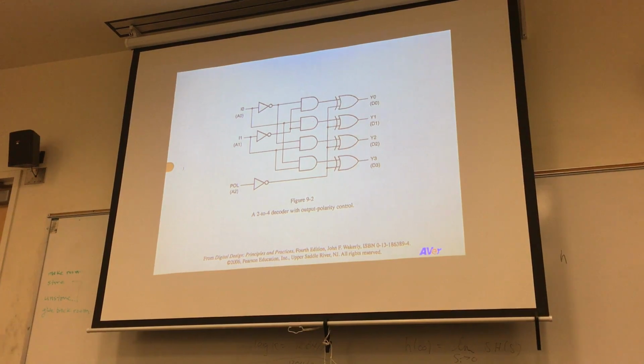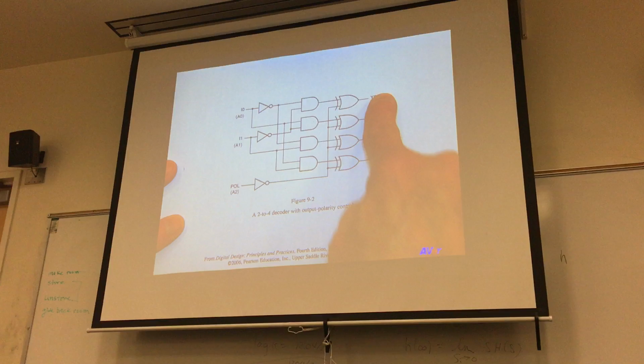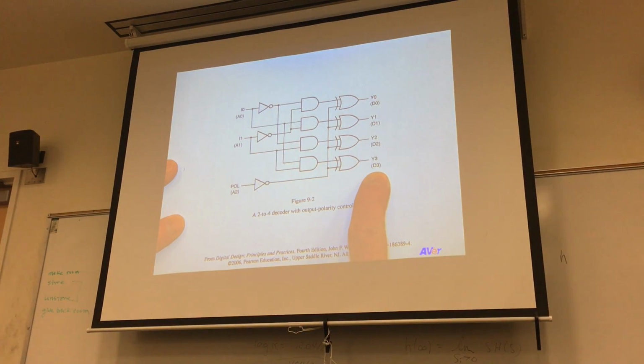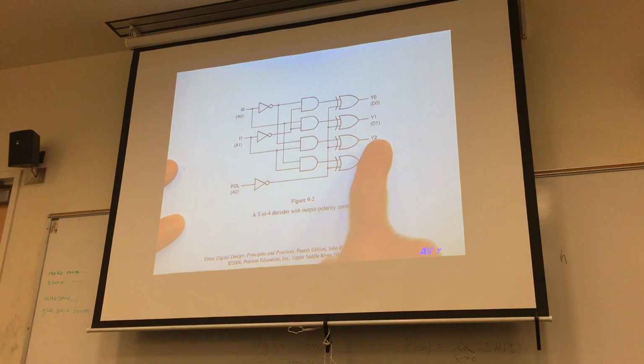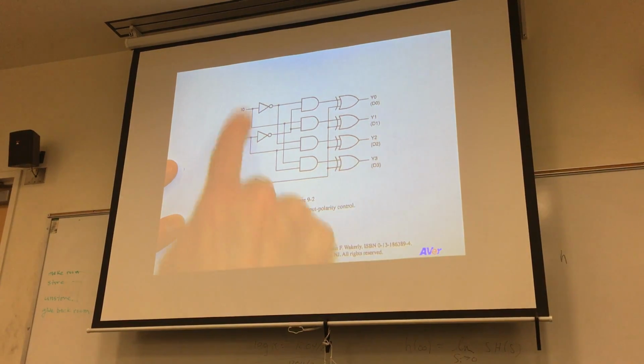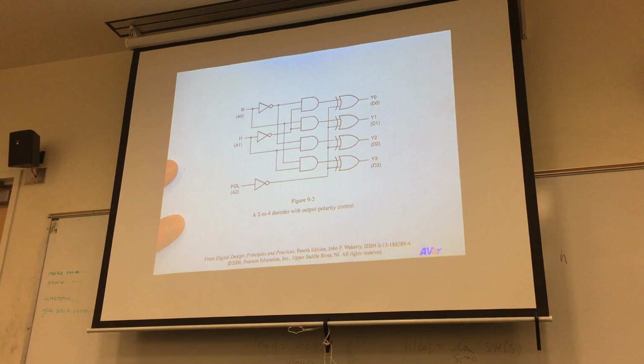What I mean by output polarity control is, on a standard 2 line to 4 line decoder, one and only one of these outputs is going to be asserted. Which one is asserted will depend on the binary pattern that you have on I0 and I1. So if I have 0, 1 as the input, Y2 will be asserted. If I have 1, 1, Y3 will be asserted, and the others will be not asserted. Now the question is, what do I mean by asserted and non-asserted? Is that logic 0 or logic 1?